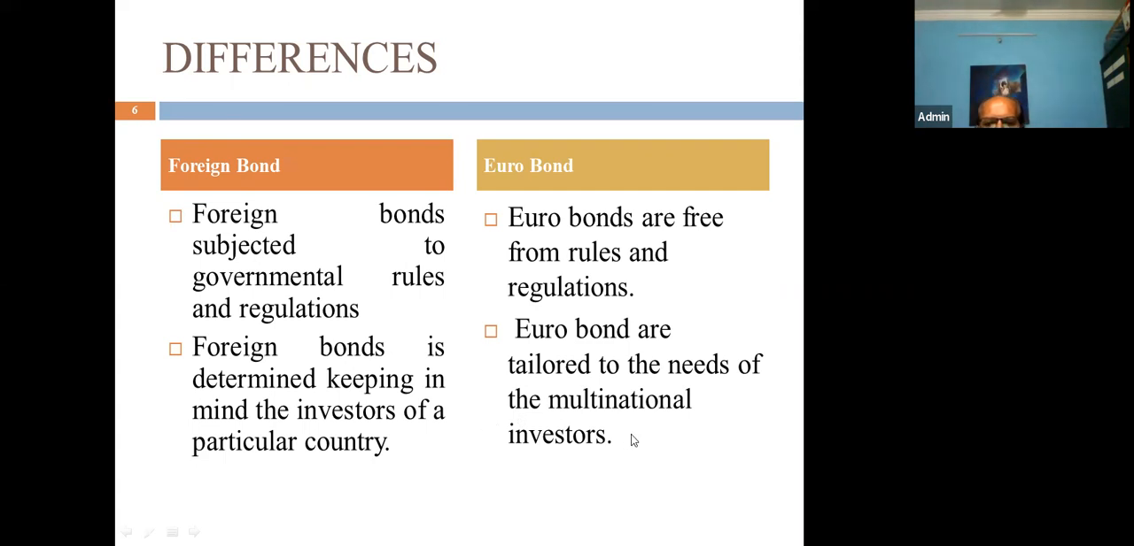In multinational, there is no such consideration of a particular country, so the rule is applicable to all citizens. Whereas in foreign bond, it is for a particular country. So this is the difference between foreign bond and euro bond.